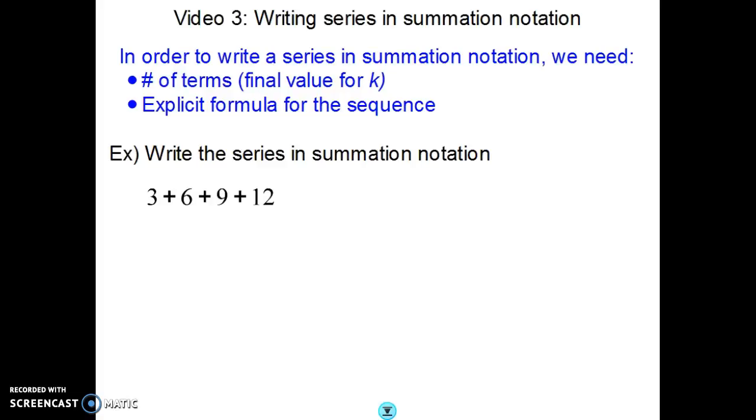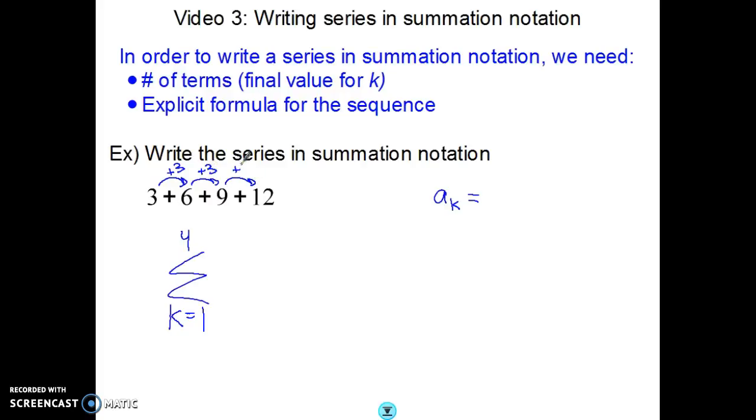So if we jump into an example, 3 plus 6 plus 9 plus 12, there are 1, 2, 3, 4 terms. So right away we can fill in that we're doing the sum from k equals 1 to 4, right? The sum of the first 4 terms. And if we want to write an explicit rule for this, a sub k, well, we know we are repeatedly doing addition. We're adding plus 3 every time if we look at the pattern here.